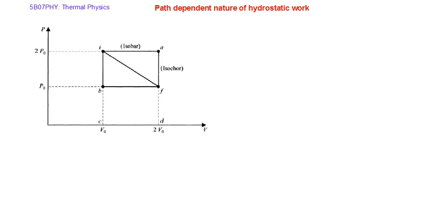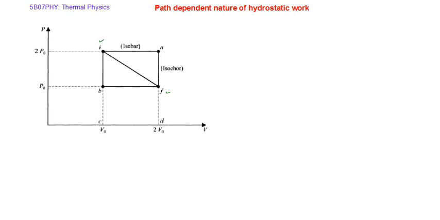In the previous session, we have seen that in general, thermodynamic work depends on the path. Now, in this session, we will prove that the hydrostatic work is path dependent by taking a specific example. So, you can consider a PV diagram over here, in which the system under consideration is going from the initial equilibrium state denoted as I here to the final equilibrium state denoted as F.